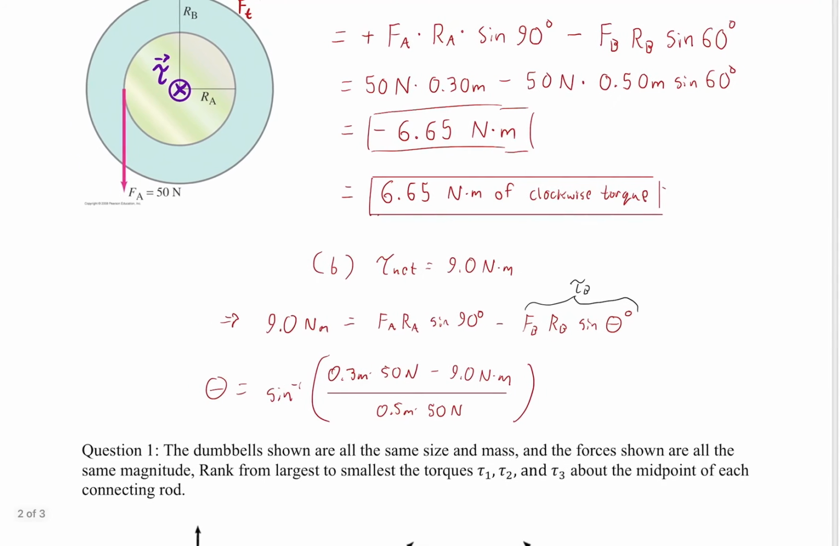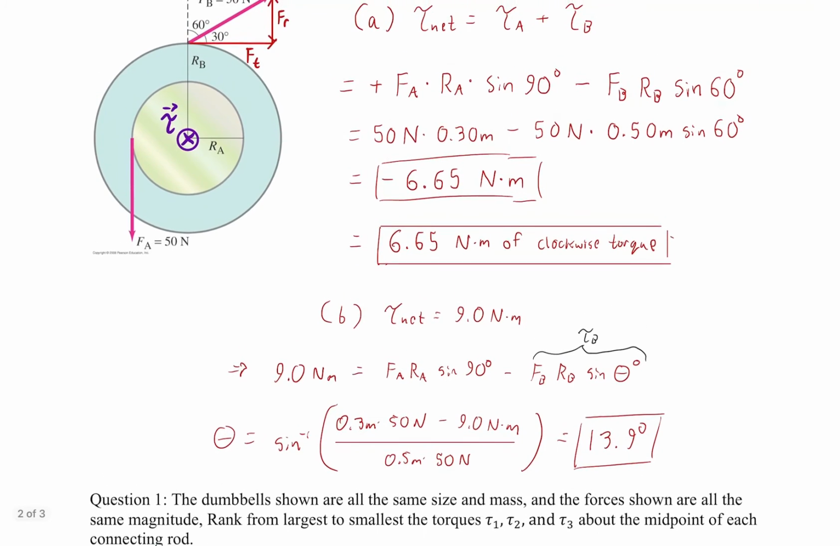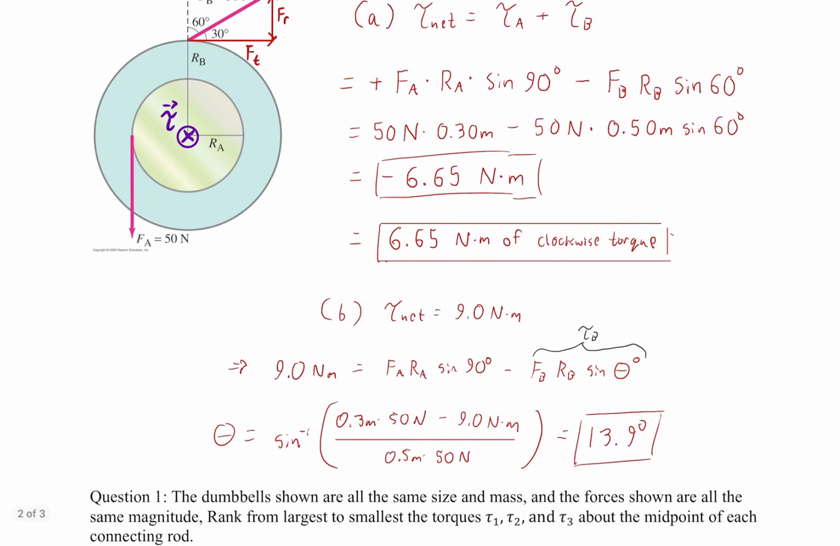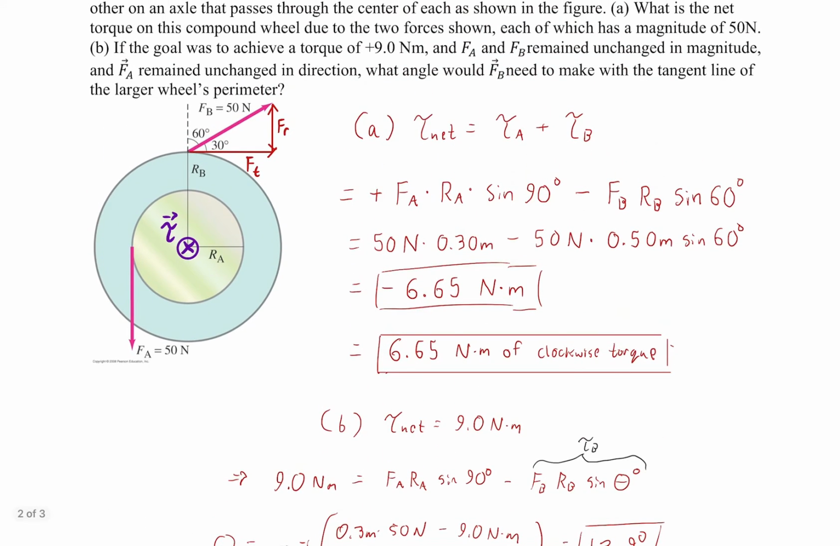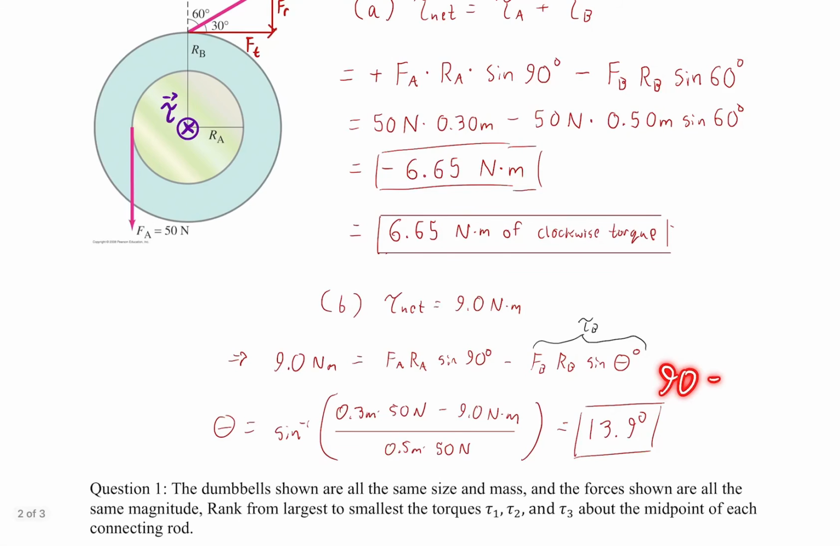Notice I've plugged in all of our known values. We're going to take sine inverse, because I'm isolating that theta, and we get 13.9 degrees. Essentially, I calculated the angle relative to the radial direction. But here I ask, what angle would it make with the tangent line? Well, the tangent line would be this way. So the value I asked for would be 90 minus 13.9, which is about 76 degrees.